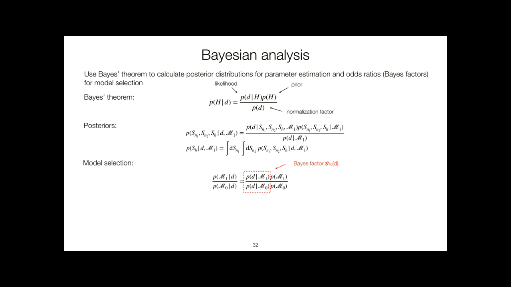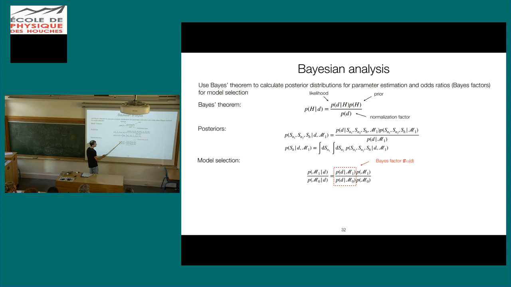For model selection, what you do is you compare the posterior for model M1, given the data, to the posterior for model M0, given the data. You can write that as this ratio over here. PM1 over PM0 is the prior odds for model M1 to model M0. And this factor here, multiplying the prior odds, is called the Bayes factor. So it's the evidence for model 1 divided by the evidence for model 0. Usually we take it under the assumption that there's no preference for model 1 relative to model 0 a priori, then the posterior odds is just the Bayes factor.